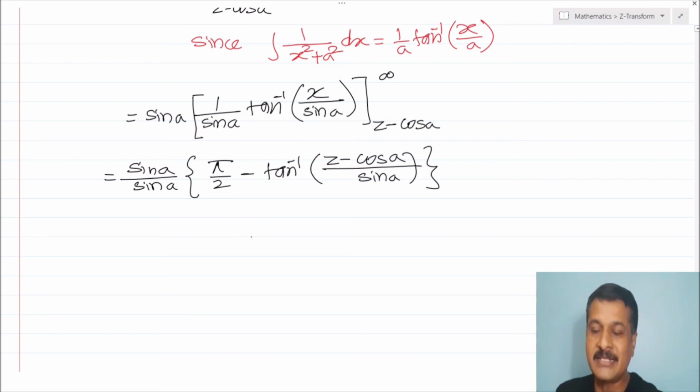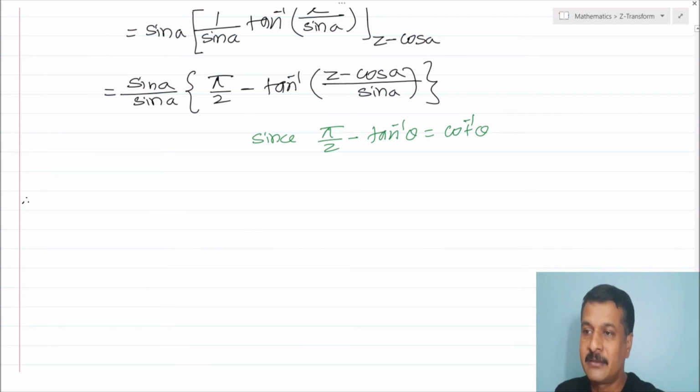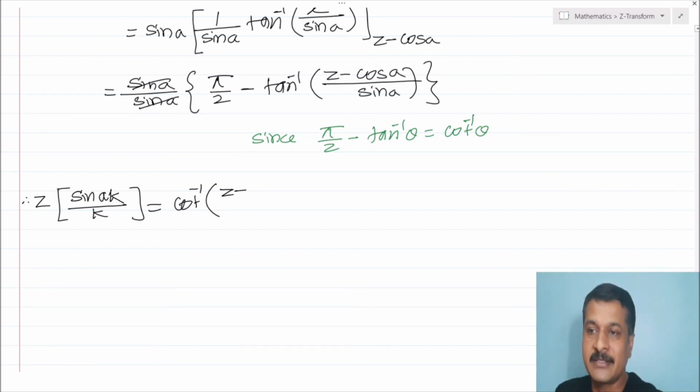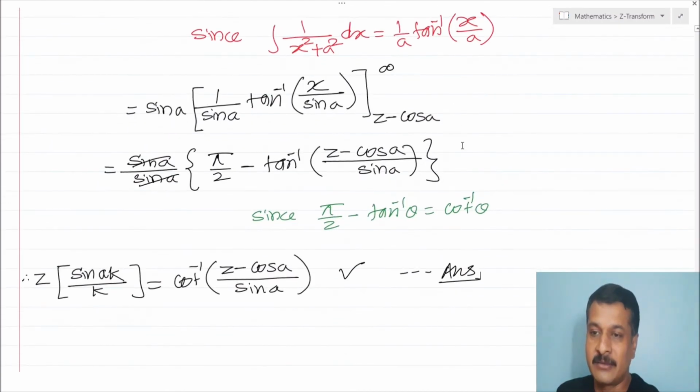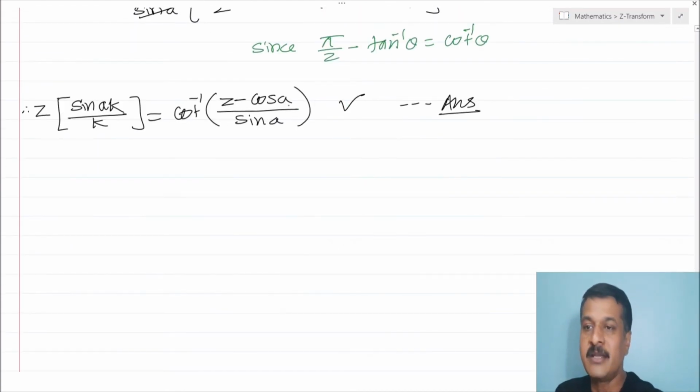Now you know that pi by 2 minus tan inverse theta equal to cot inverse theta, and therefore I am getting the z transform of sin ak by k equal to, sin A cancels. So I am getting directly cot inverse of whatever theta, it is nothing but z minus cos A upon sin A, which is your required z transform. Don't forget here the condition mod of z is greater than 1. So you mention there the condition mod of z is greater than 1, which is your final answer.